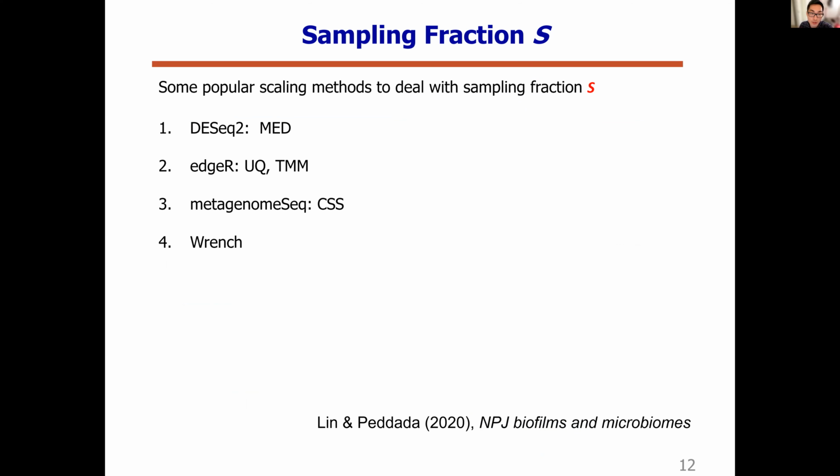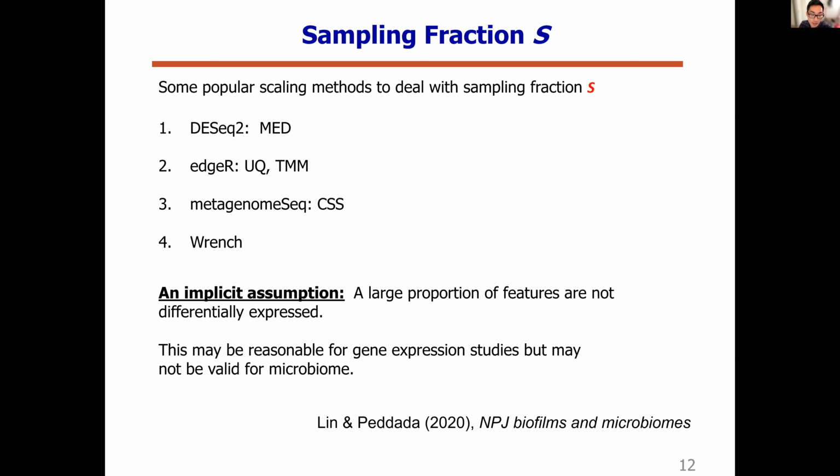Such as DESeq2 and edgeR, which are very popular in RNA-seq analysis, have embedded normalization methods such as the median, the upper quantile, or TMM methods. There is also another R package, metagenomeSeq, using the CSS normalization method, and another standalone R package called Wrench to do the normalization. However, these methods have an implicit assumption, which is that a large proportion of features, such as genes or taxa, are not differentially expressed. This is a very reasonable assumption for gene expression data, because we know that a large proportion of genes are not differentially expressed, but it may not be valid for microbiome data. For example, if we aggregate data to higher taxonomic levels, such as the phylum or family level, this might not be true for these normalization methods.